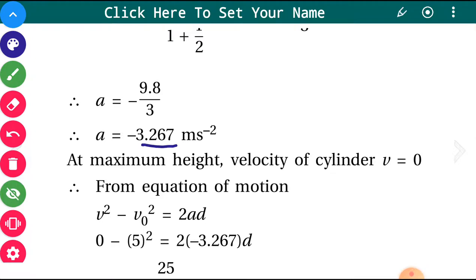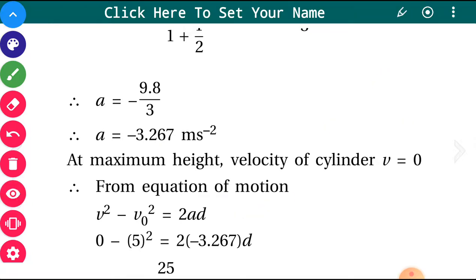Now at maximum height, the velocity of the cylinder is 0. As you know, when it is moving on an inclined plane, it is a linear motion. So we can write v square minus v0 square is equal to 2ad, and v is 0. It is given that the center of mass of the cylinder has the speed of 5 meter per second. So what distance does it travel? How much distance does it travel?